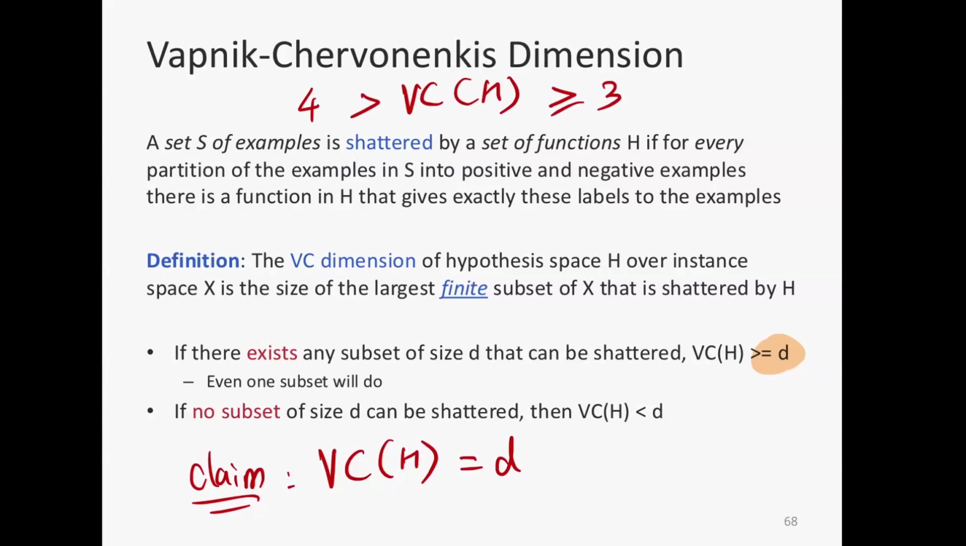The somewhat non-trivial part here is that there are some sets of 3 points that cannot be shattered. Most of you identified that. But all we need is one set. If there exists even one subset of that size that can be shattered, then the VC dimension is at least that much.